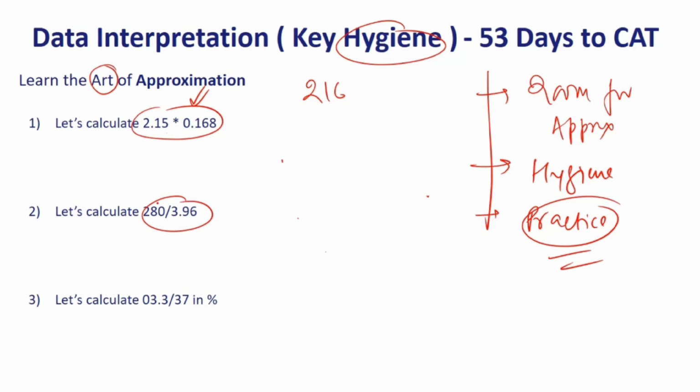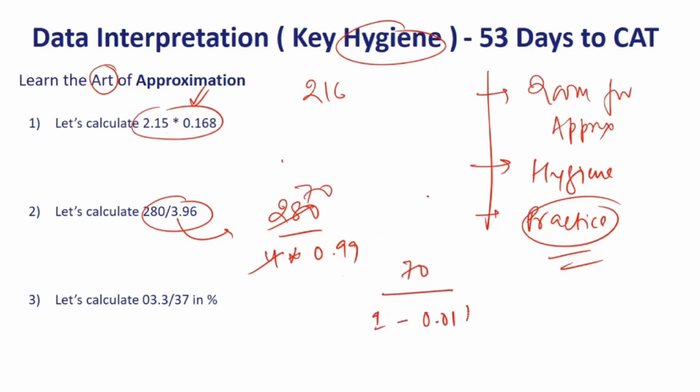Approximation is also about knowing a few shortcuts or tricks. Let me teach you one very interesting shortcut. 280 upon 3.96. I can write this as 4 into 0.99. I can then write this as 70 upon 0.99. Then I can write it as 70 upon 1 minus 0.01.